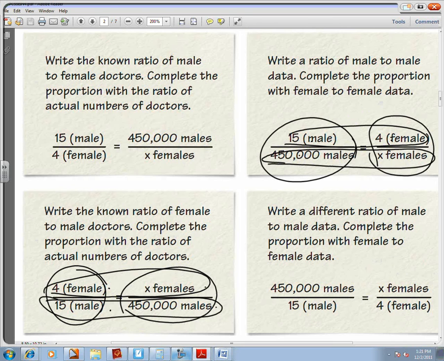Now, one thing I want to point out is that there is no relationship between the 450,000 males and the 4 females, or the 15 males and this large amount of females. There's no relationship there. So when we're going on the diagonal, we have no connection. So to set up the proportion, you have to set it up male to male equals female to female, or small male to small female equals large male to large female, whatever. Okay? So let's look at some examples.